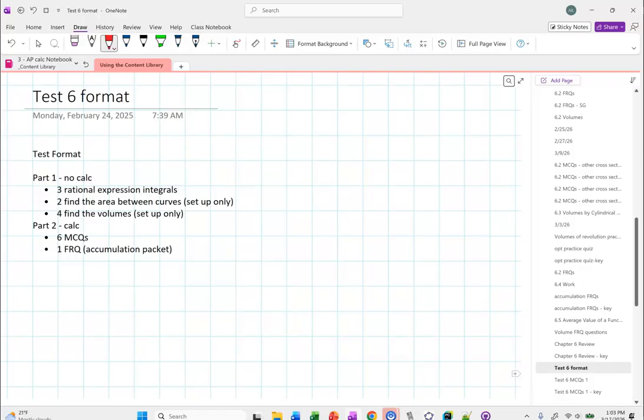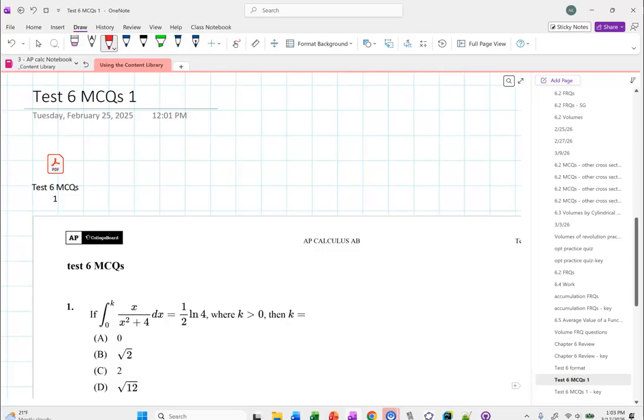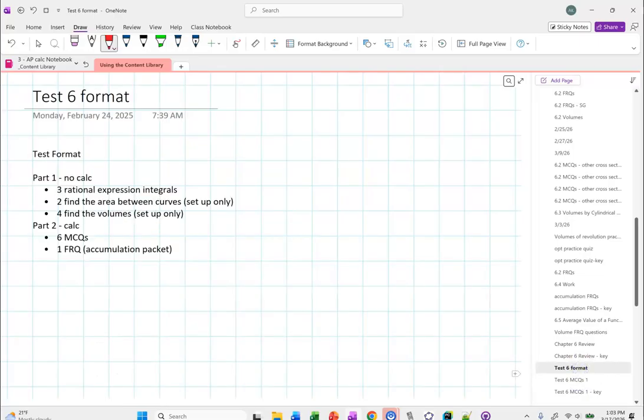Part 2 is 6 multiple choice questions. I have multiple choice practice problems that I picked out on the OneNote. And then 1 FRQ style accumulation problem. We'll practice some of those tomorrow in class, and I have a packet of those problems. I'm going to give them to you now just so I don't forget about it. But this is what we'll practice.